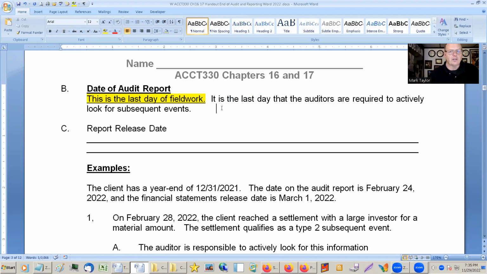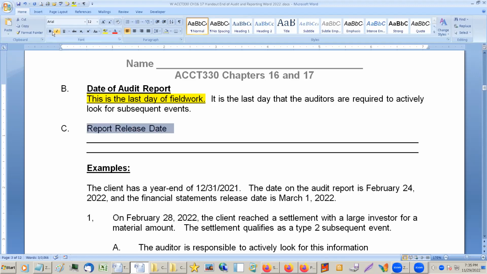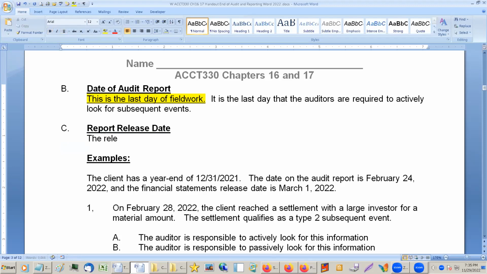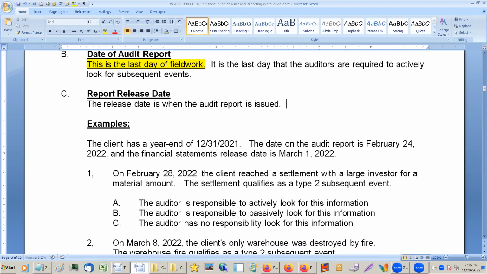Last day, the auditors are required to actively look for subsequent events. So after that date, they don't need to look for them anymore. They will passively look for them up until the release date. Passively, again, I think it comes to, if it comes to their attention.